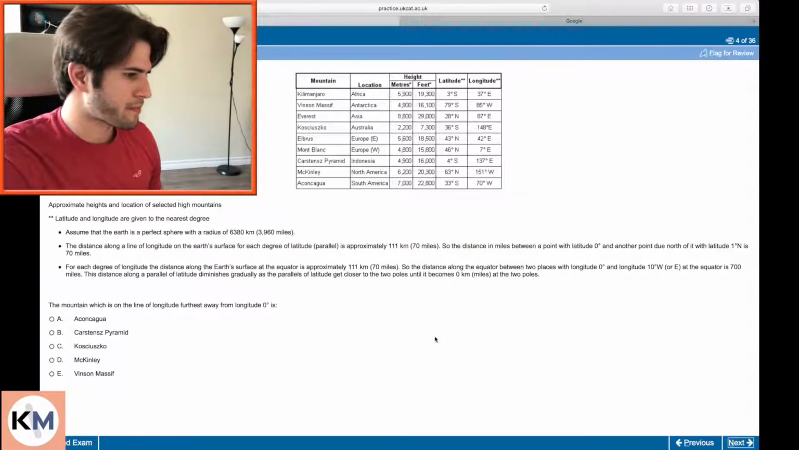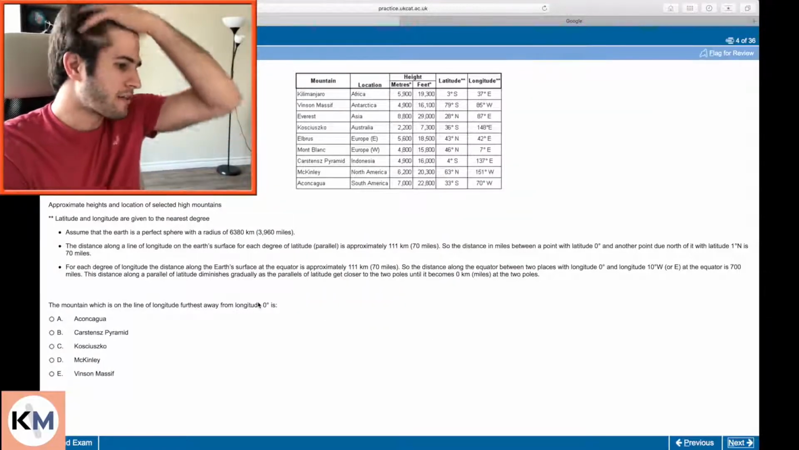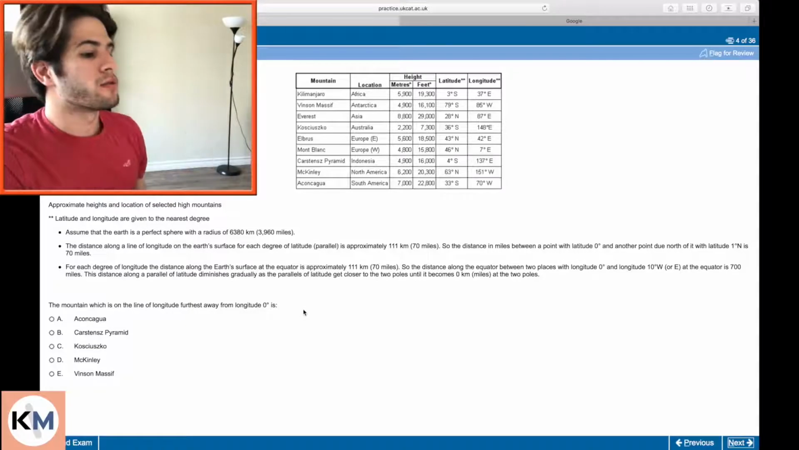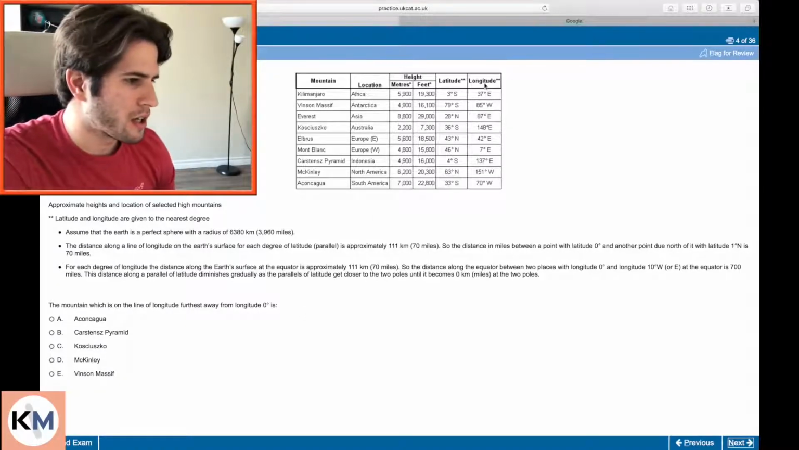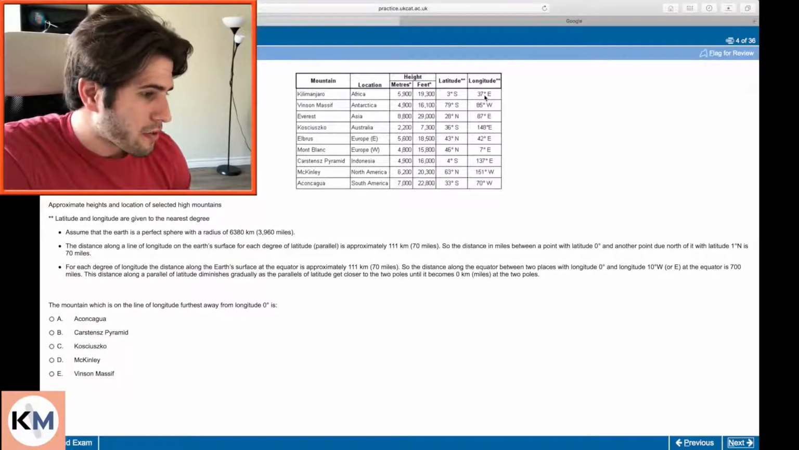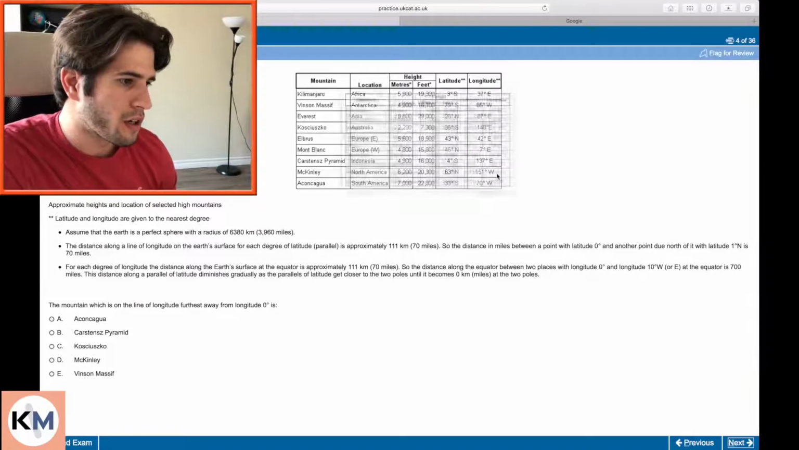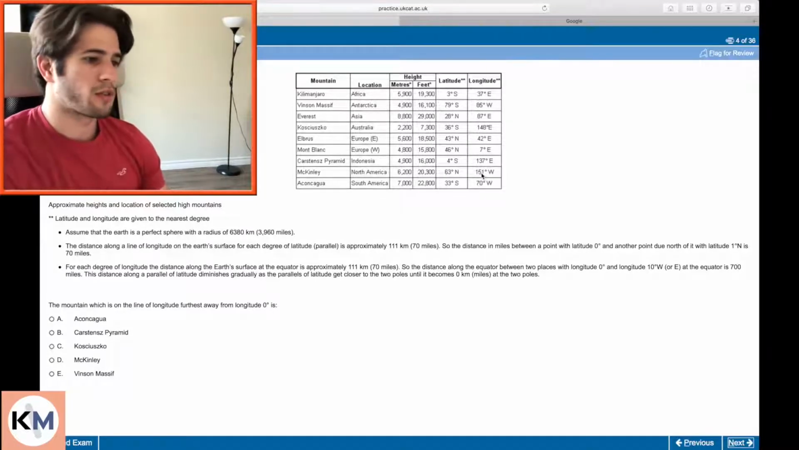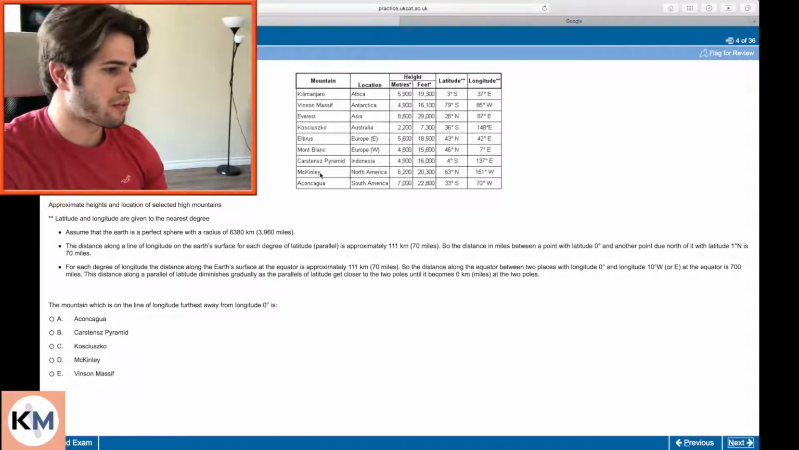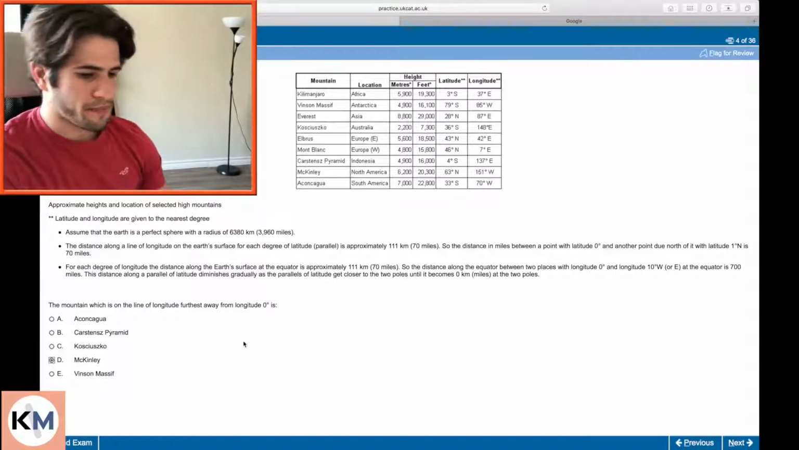Next question. The mountain which is on the line of longitude furthest away from longitude 0 is, so longitude here, what's furthest away from longitude 0? I would think 151 here. 151 degrees is the furthest away from 0, so I'm going to go with McKinley, which is D.